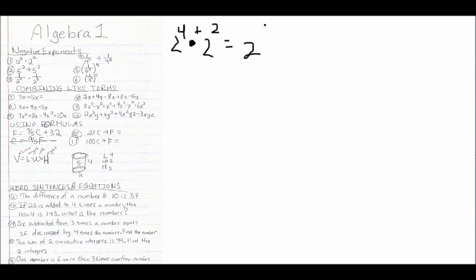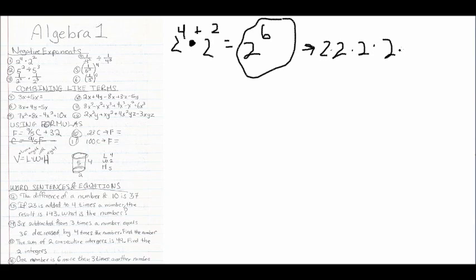You only do that when you have a multiplication problem as seen here. So 4 plus 2 is 6. So the answer is 2 to the 6th power. And you could figure that out on your calculator, which I would like to see you work out.